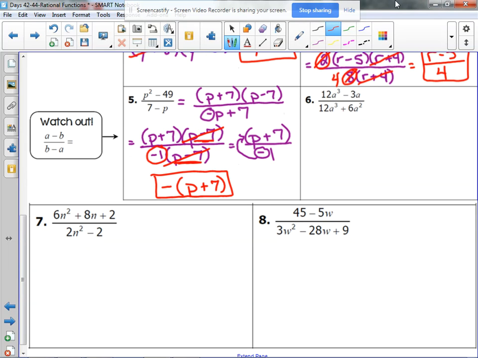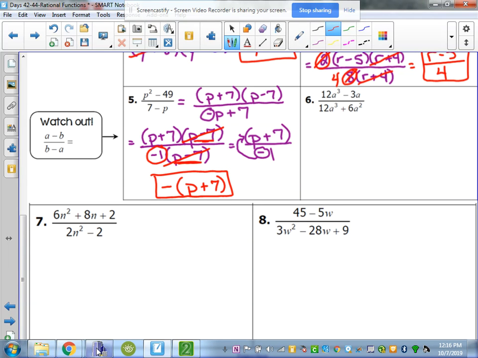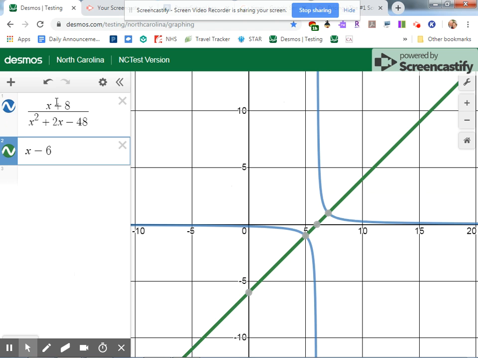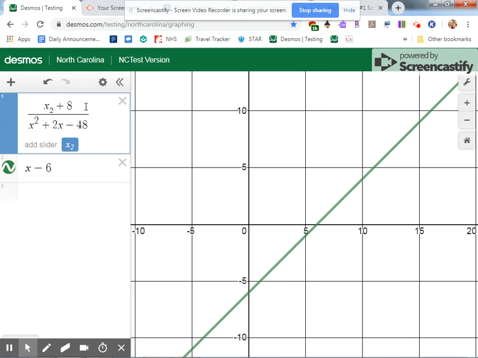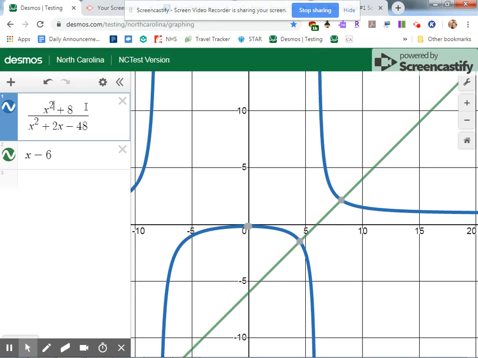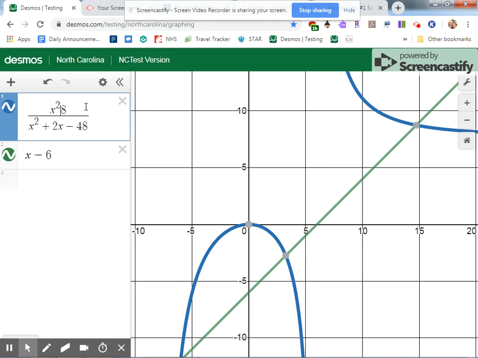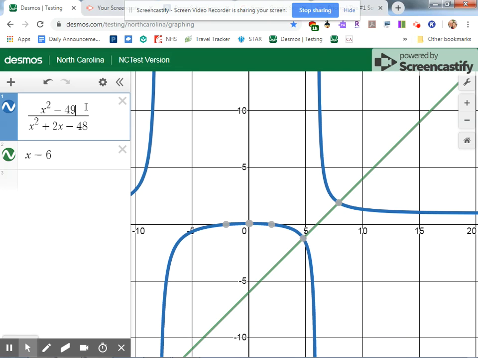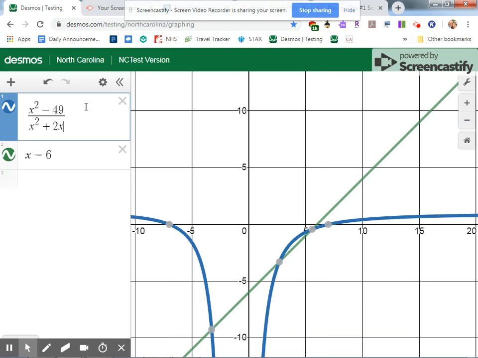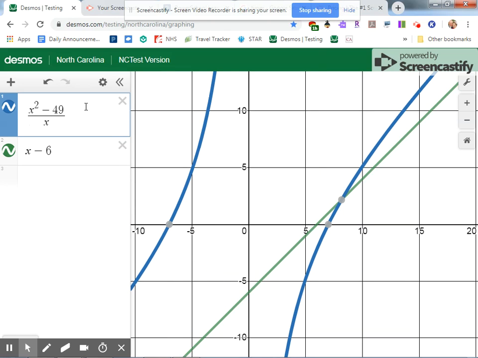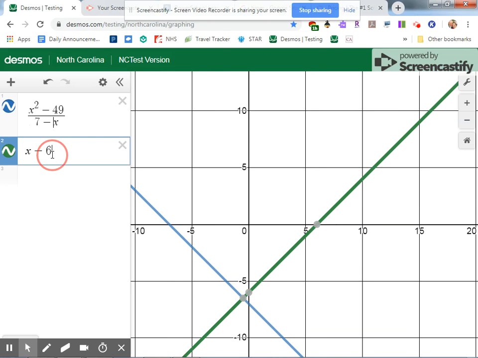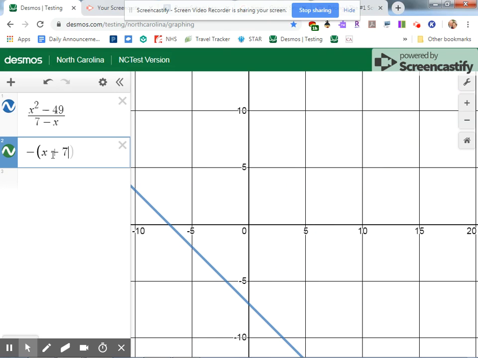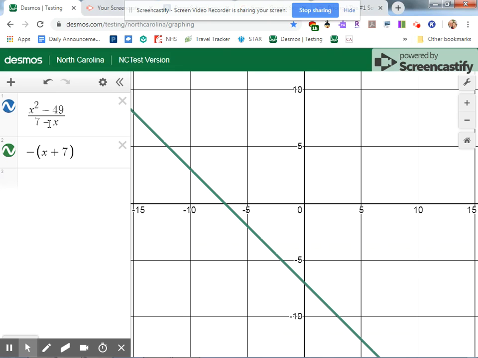And I'll show you the graph here to show you why. And let's look at this. X squared minus 49 over 7 minus x. Okay, and we said that the correct answer should look like this. Okay, it does. That's the exact same graph.